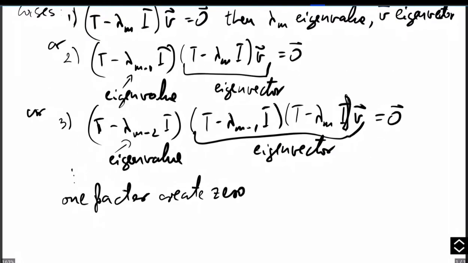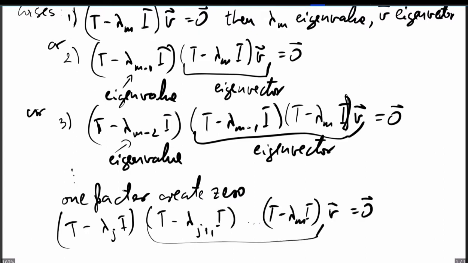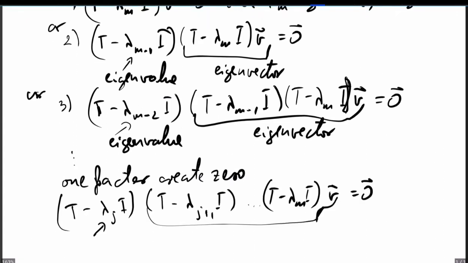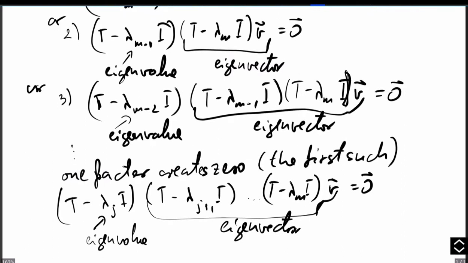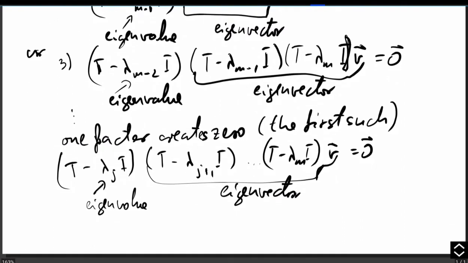If nothing else, lambda 1, but one of the factors will have this form: t minus lambda j i multiplies the larger indices. In this case, then lambda j is an eigenvalue, and this is an eigenvector. So this would be the first factor that creates 0, the first such. We have the eigenvalue and also the eigenvector in it. So that finishes the proof.